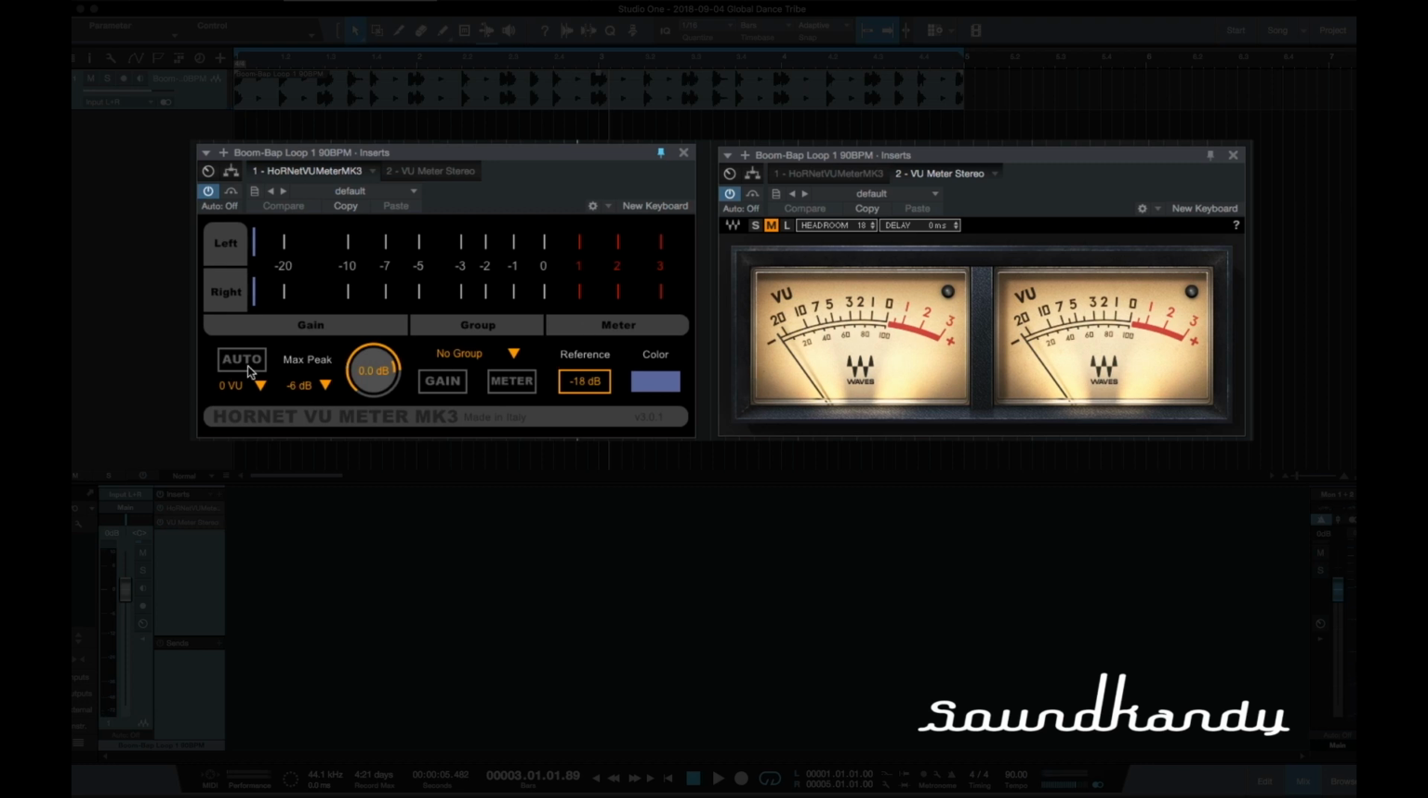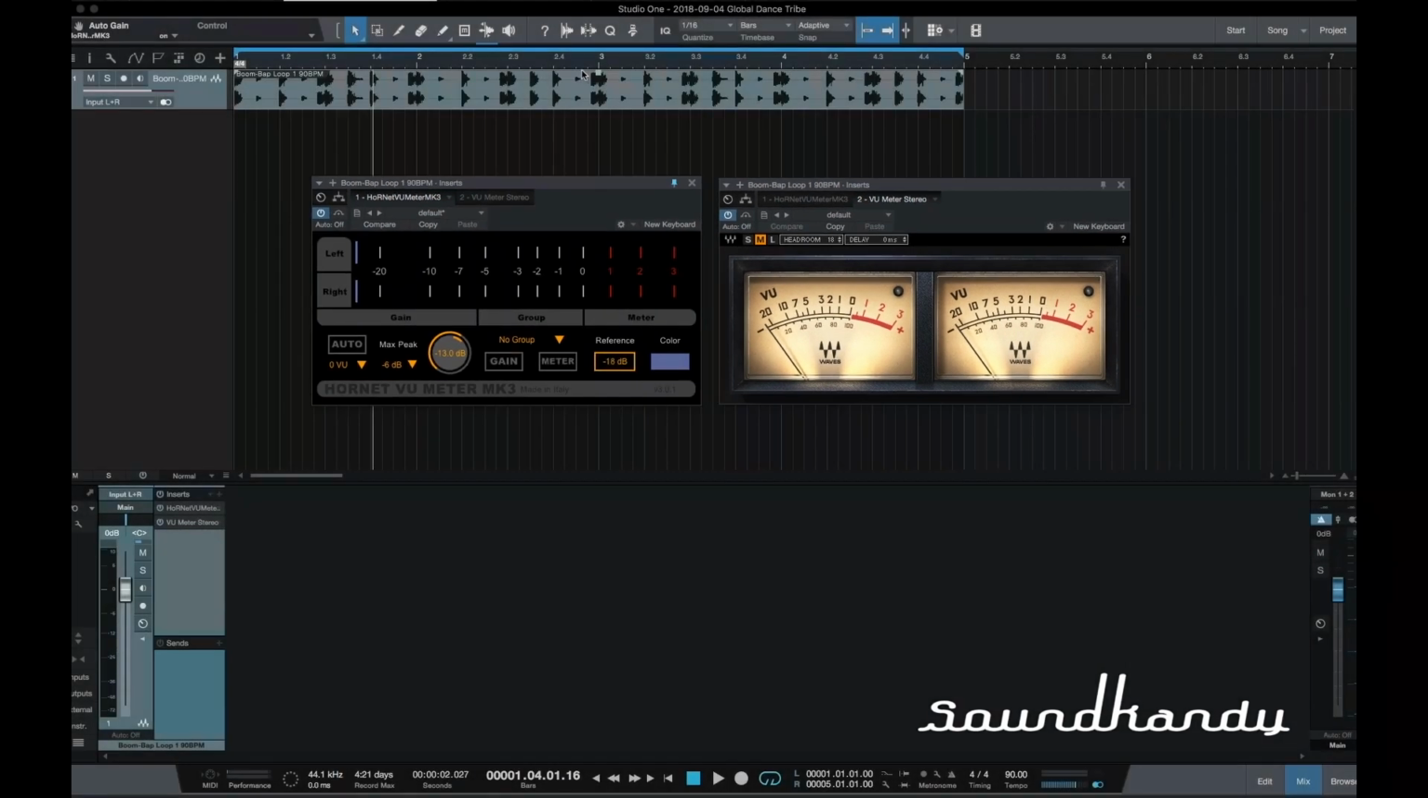So I'm going to hit the auto button. The auto button is going to read this track as it's being played live. See what it does now. Can you see that? Massive reduction. So what have we done? We are now hitting minus 13 dB against our reference of minus 18 dB. So clearly this thing is working.